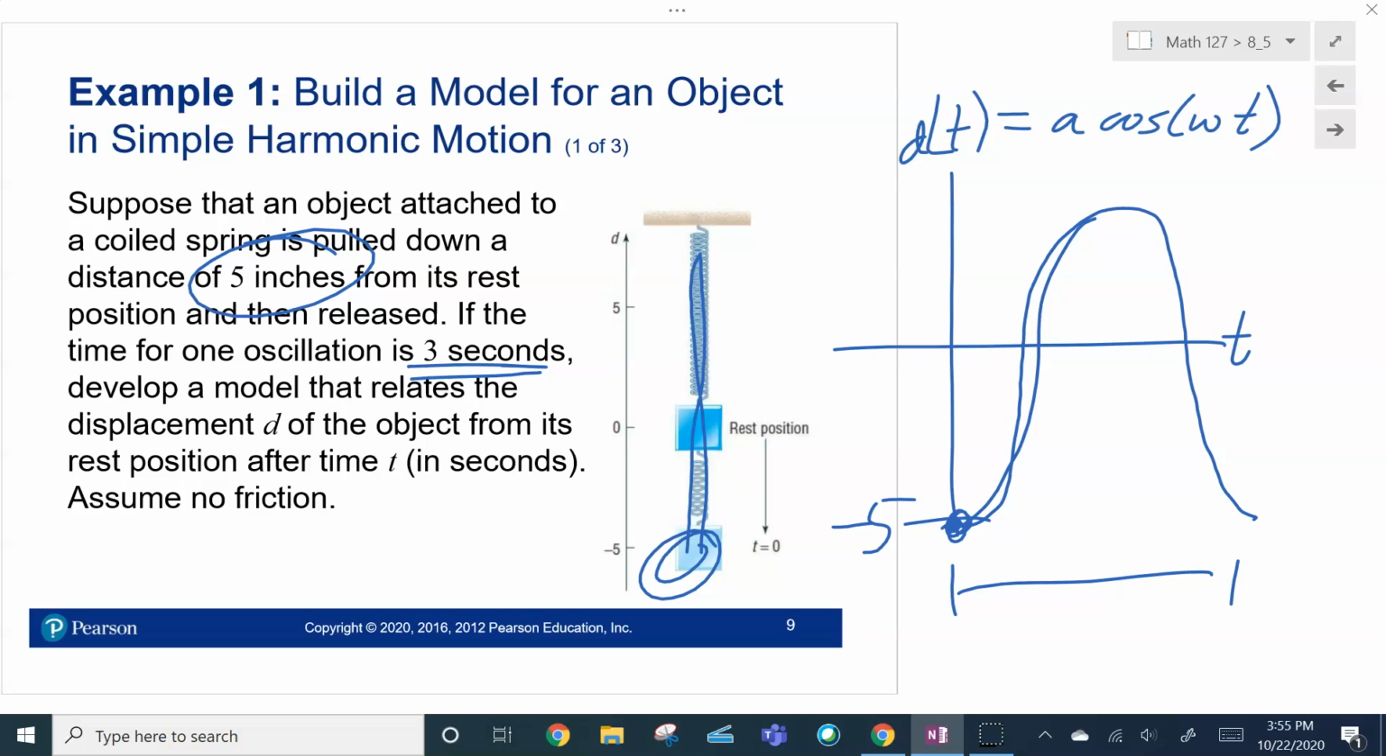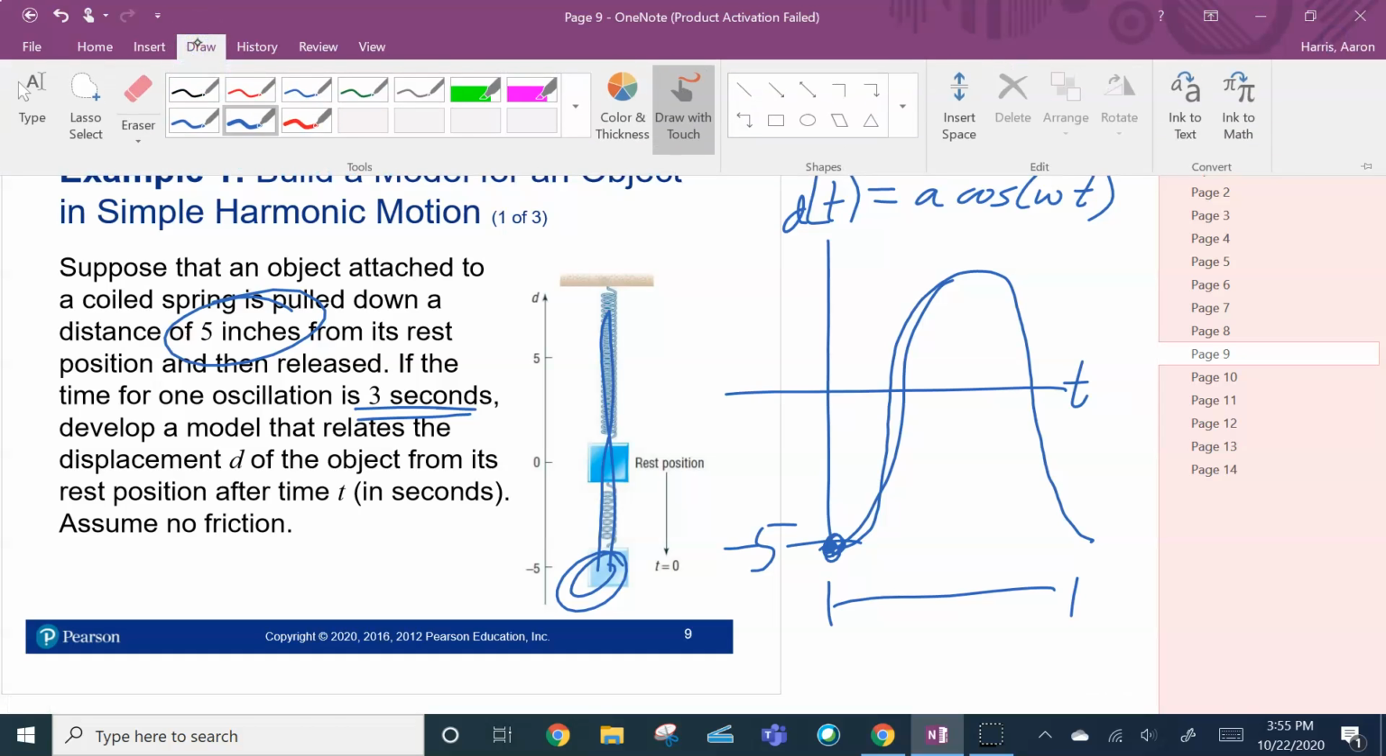And number one, they said at its resting position, it's 5 inches. So d of 0, you know what, I've got to get rid of some of this here.